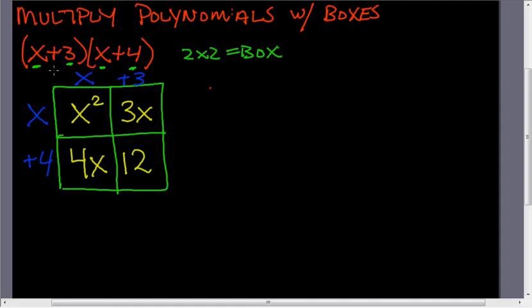Our answer, or the simplified x plus 3 times x plus 4, is all these terms that are on the inside of our boxes. So x plus 3 times x plus 4 is just all these 4 things. I'm going to write them in standard form, that's the biggest exponent down to the smallest. So this will be x squared plus 3x plus 4x plus 12.